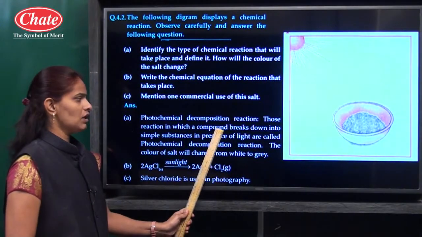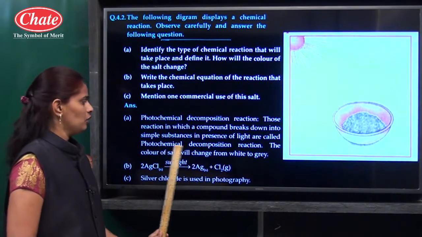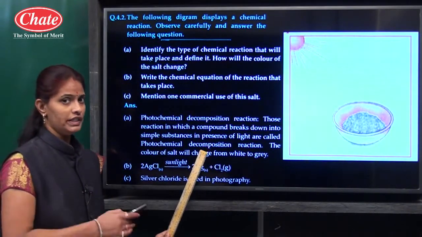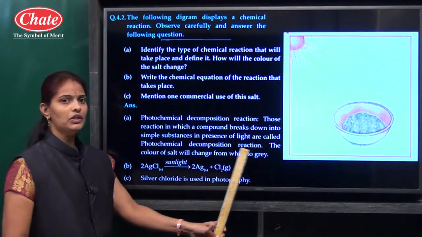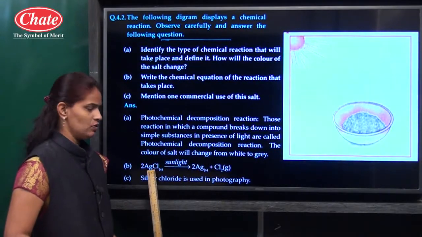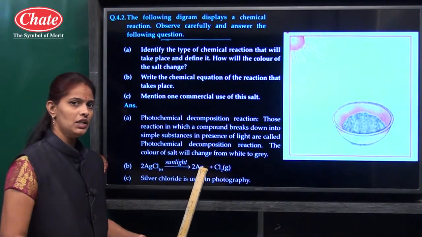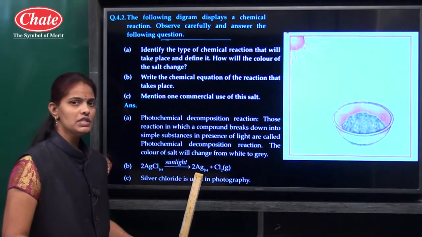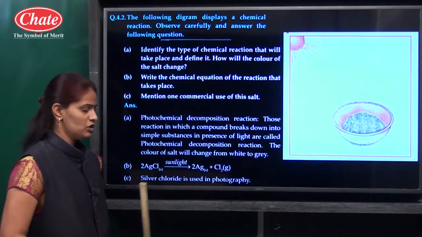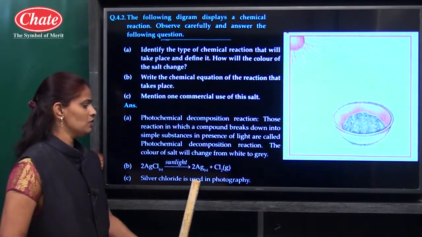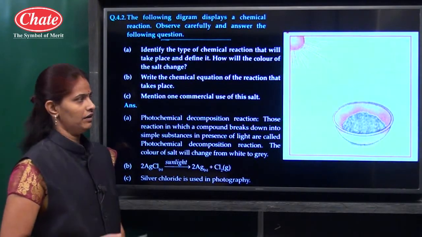Those reactions in which a compound breaks down into simple substances in the presence of light are called photochemical decomposition reactions. We have already discussed this reaction. The color of the salt will change from white to grey. The reaction is like this. We discussed this reaction. AgCl, when exposed to sunlight, decomposes into silver and chlorine. That is why it is a photolytic decomposition reaction, and silver chloride is used in photography. This is the commercial use of silver chloride.